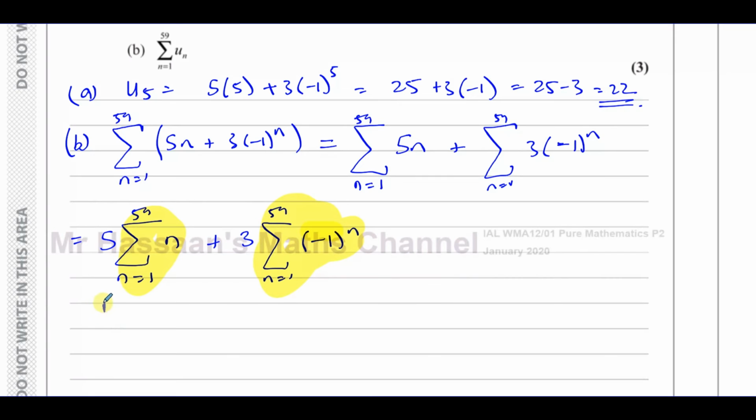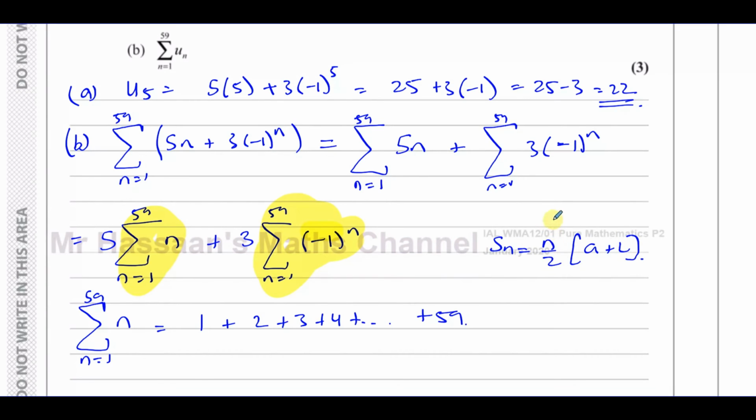So I'm going to look at the sum of the numbers between n equals 1 and 59 for n. That's basically going to be 1 plus 2 plus 3 plus 4 all the way up to 59, which is a very simple arithmetic series, which we can find the sum of very easily. We can use this very easy formula, n over 2 times a plus l. We could use the other formula, n over 2 times 2a plus n minus 1 times d, but this is way easier if you know the first term, the last term, and the number of terms. And we know all of those here.